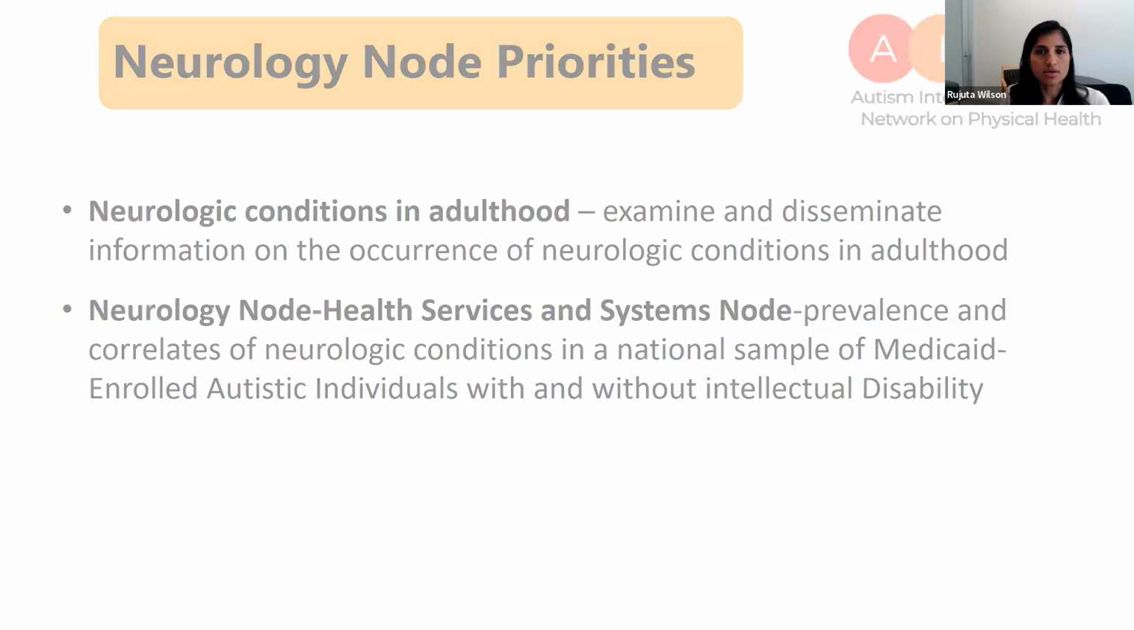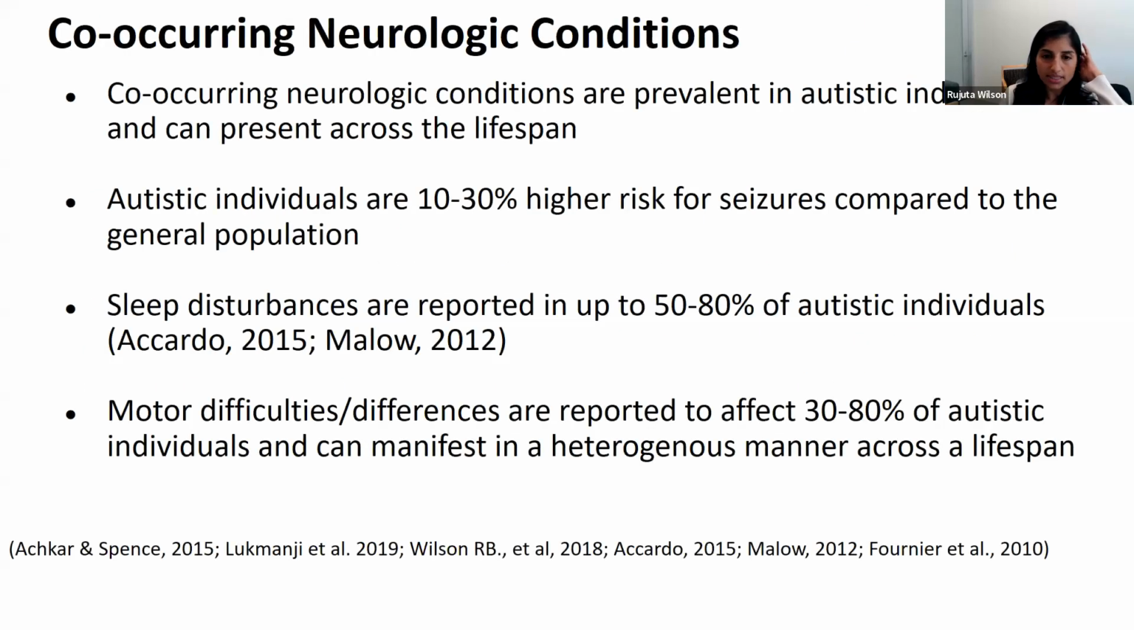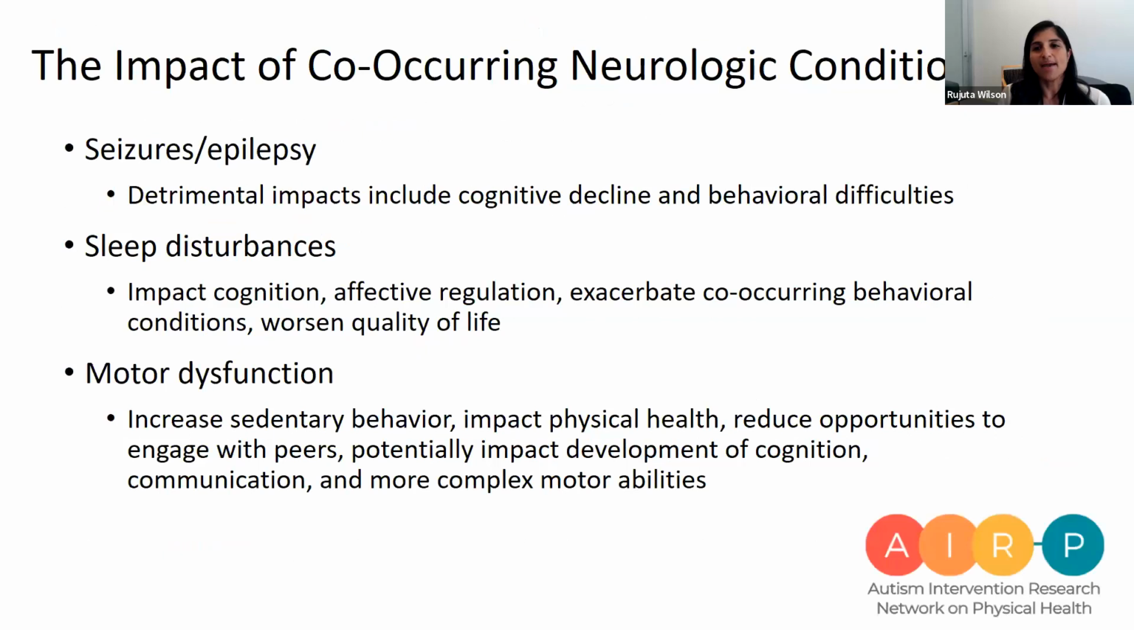So going back now, and I'm not going to go into detail again because I described this, but just re-highlighting the really high prevalence of co-occurring neurologic conditions in autistic individuals. But now I'll highlight a little bit more about what the impact of those is, right? They're not only prevalent, but they're very pervasive to physical health and well-being.